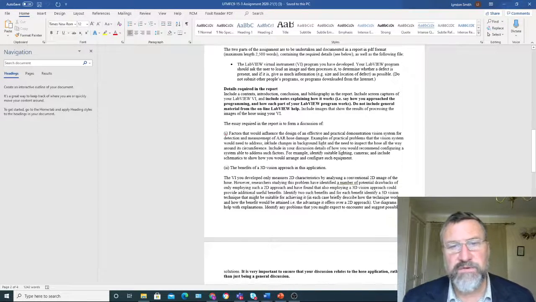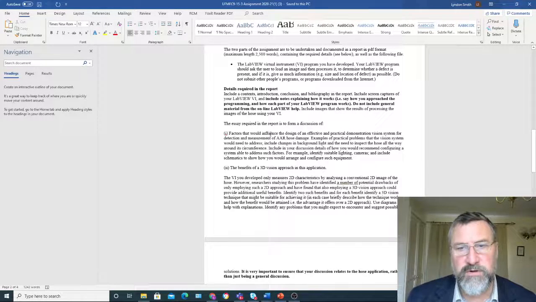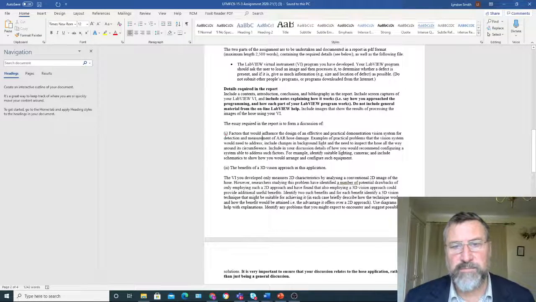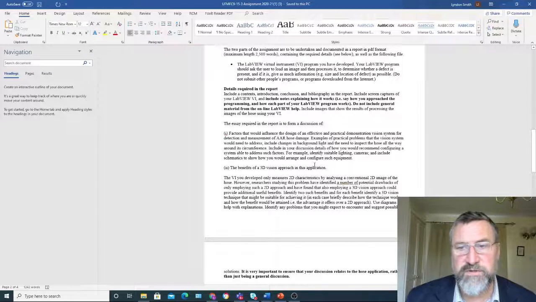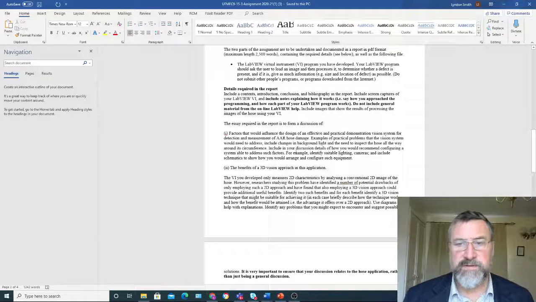The essay required in the report is a discussion of factors that would influence the design of an effective and practical demonstration system for detection and measurement of air-to-air refueling hose damage. Examples of practical problems that the vision system would need to address include changes in background light and the need to inspect all around the hose, all around its circumference, including in your discussion details of how you would recommend configuring a system able to address such factors. For example, identify suitable lighting, cameras, and include schematics to show how you would arrange and configure the equipment.